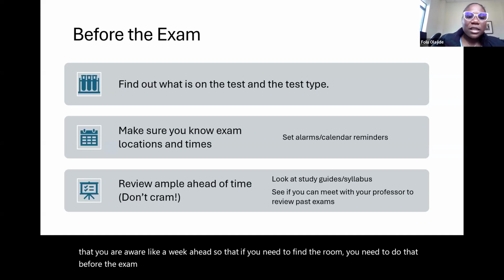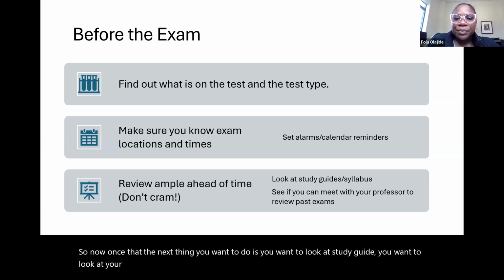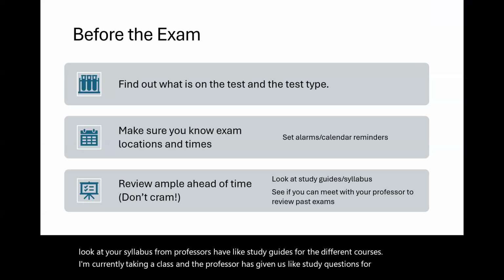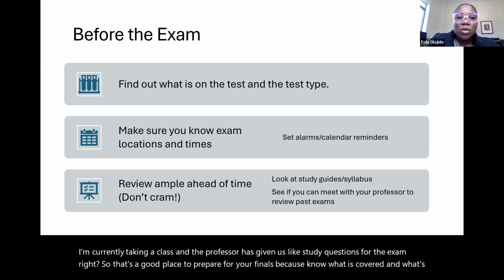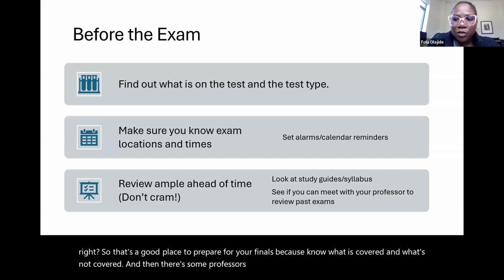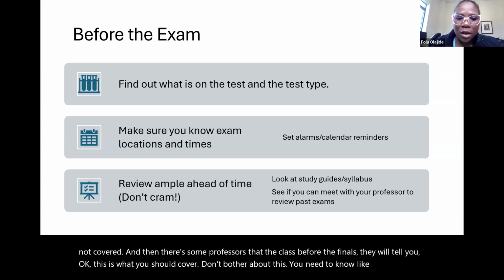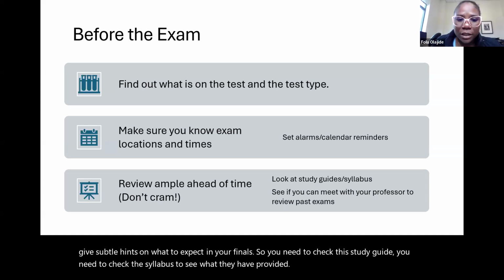Once you know that, the next thing you want to do is look at your study guide and your syllabus. Some professors have study guides for the different courses. I'm currently taking a class and the professor has given us study questions for the exam. That's a good place to prepare for your finals because you know what is covered and what's not. Some professors, the class before the finals, will tell you, this is what you should cover, don't bother about this, this you need to know. Professors give subtle hints on what to expect on your finals. So check the study guides and the syllabus, and then study accordingly.